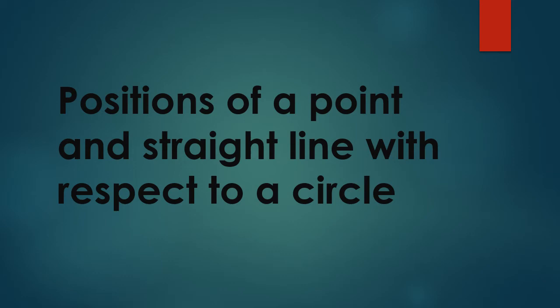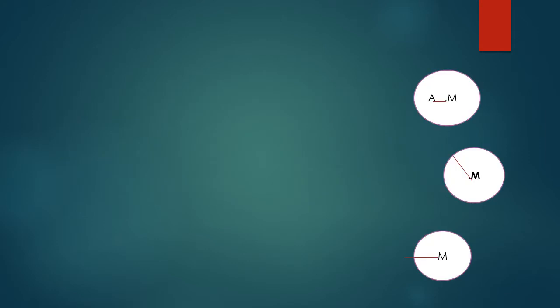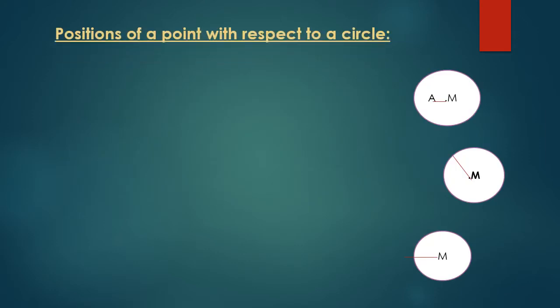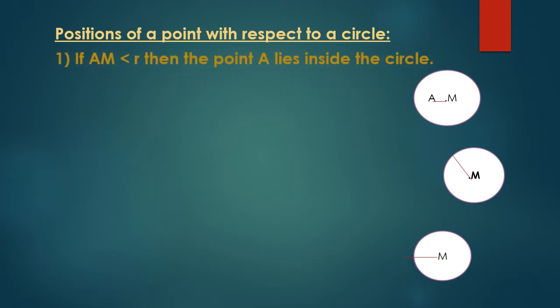Positions of a point and a straight line with respect to a circle. Firstly, positions of a point with respect to a circle. Number 1, if MA is smaller than the radius, then the point A lies inside the circle.